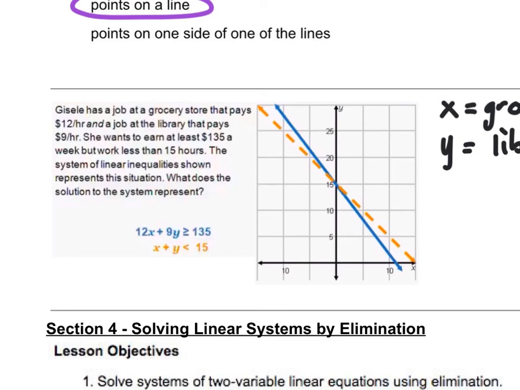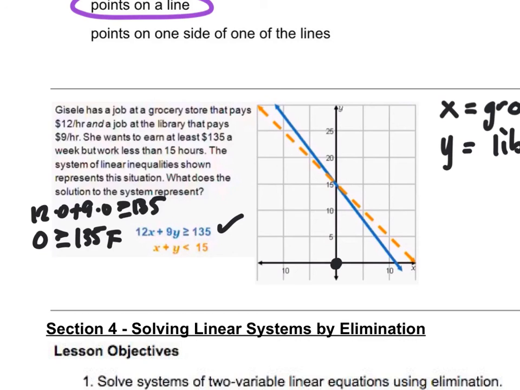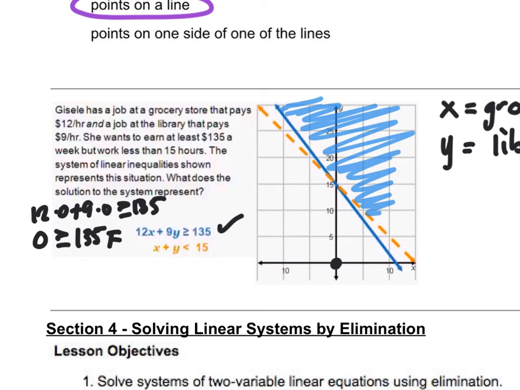Now if I plug in 0, and I'm going to test the origin, into this inequality, I'm going to get 12 times 0 plus 9 times 0. Is that larger or equal to 135? The answer is no. We're saying that 0 is greater than or equal to 135. This is false. When I have a false statement, what I want to do is then shade up. So I'm going to shade above that line, above the blue line.